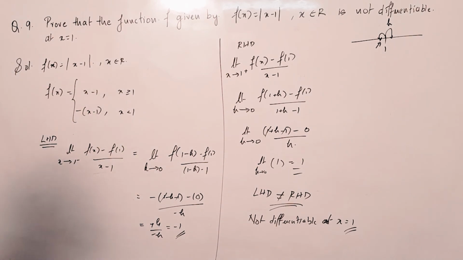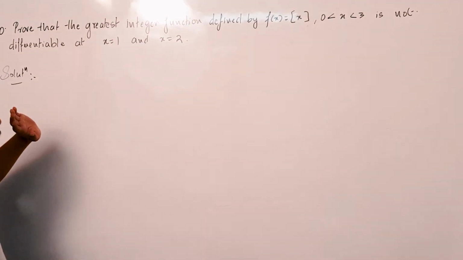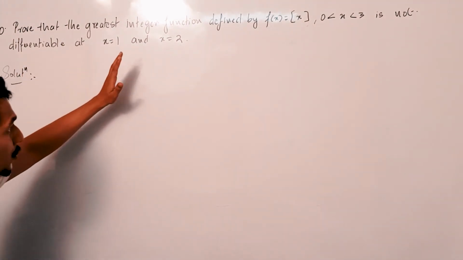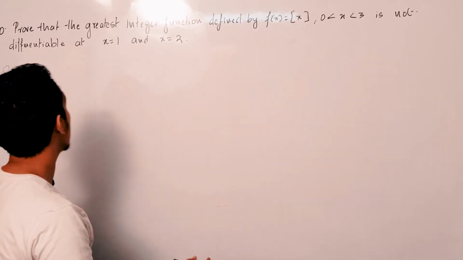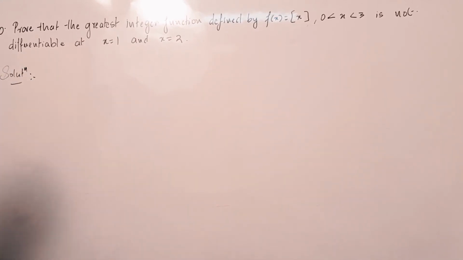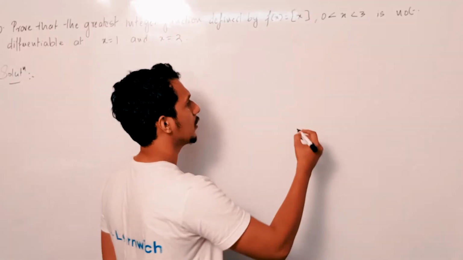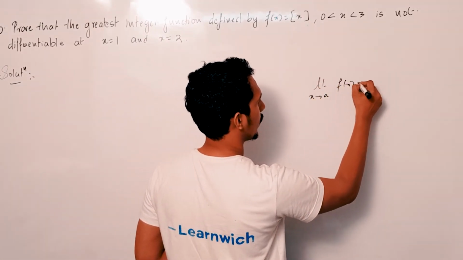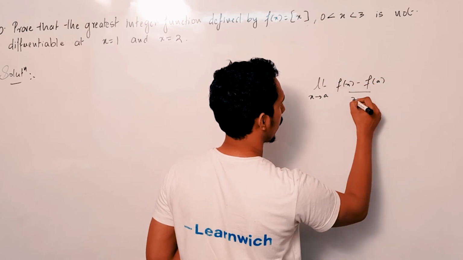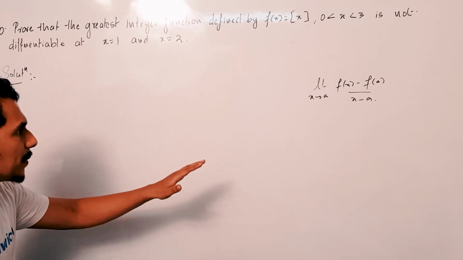Let's go to question number 10. Here is the 10th question, which tells you to prove that the greatest integer function defined by f of x is equal to box x, where x lies between 0 to 3, is not differentiable at x is equal to 1 and x is equal to 2. We already said that for a function to be differentiable, this is the condition: limit x tends to a, f of x minus f of a whole divided by x minus a exists and it is finite. So we'll apply this condition here.